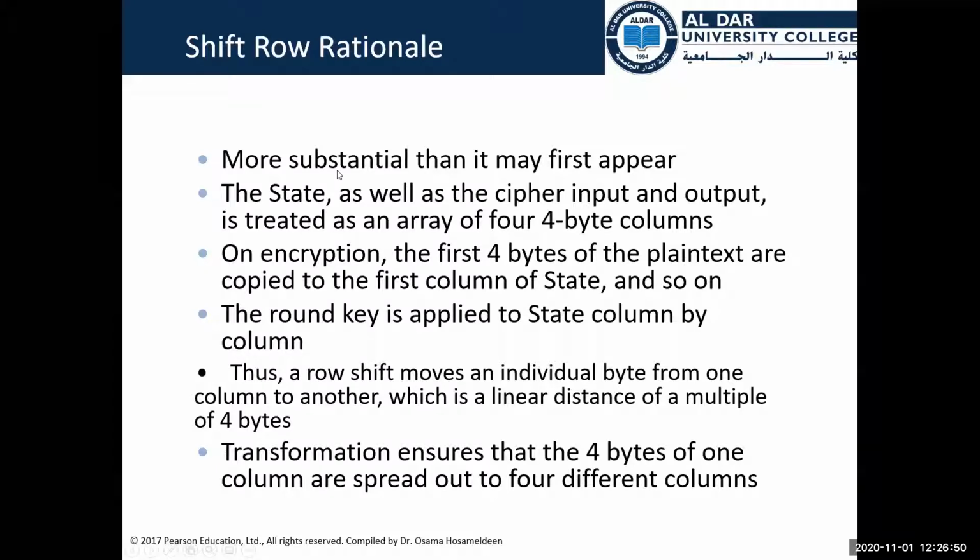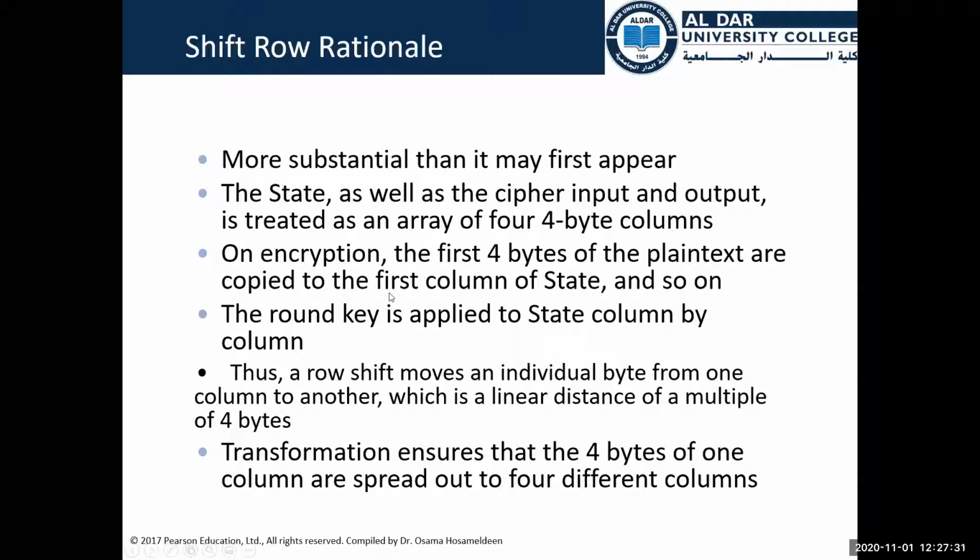Maybe you see it is very simple. We shift rows from left to right or from right to left, but it is a very strong way to get the scrambling, or the diffusion operation, that we need in each encryption algorithm. On encryption, the first 4 bytes of the plain text are copied to the first column of the state. The round key is applied to the state column by column. He is explaining how to make these operations.